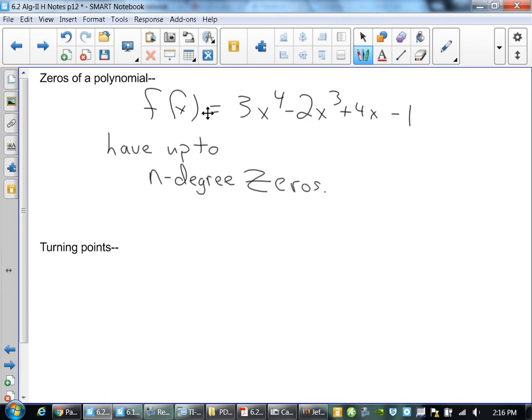So if you have a 3rd degree polynomial, how many times could it cross the x-axis? 3 times. Okay? If you have a 5th degree, how many could you have? Yeah.